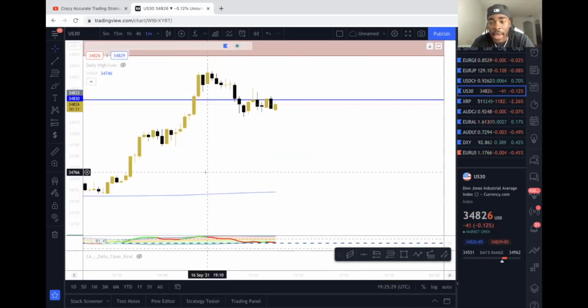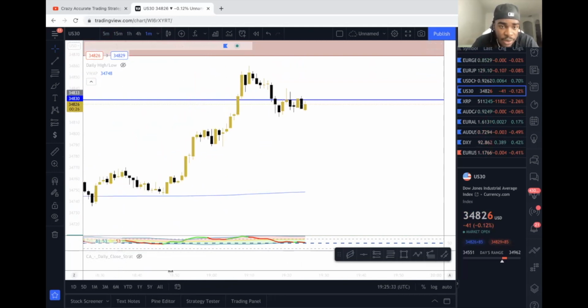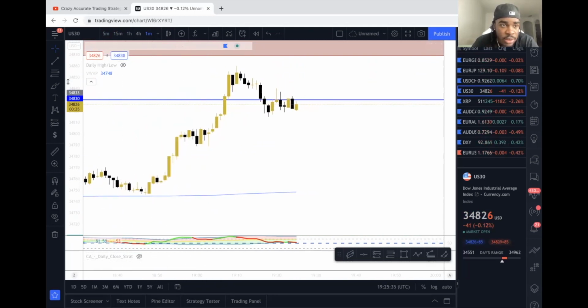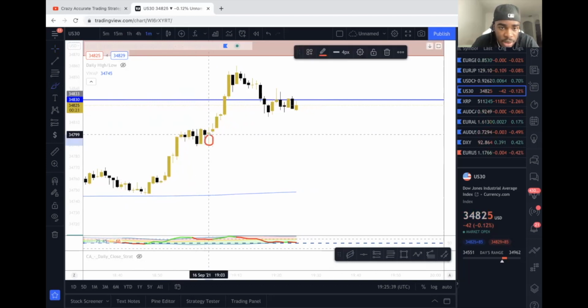Even if you are just scalping, like this is US 30 on the 1-hour time frame, wicks like this lead to big bullish moves in the next 1, 2, 3, 4, 5, 6, 7 minutes. You know, made some good money on US 30.